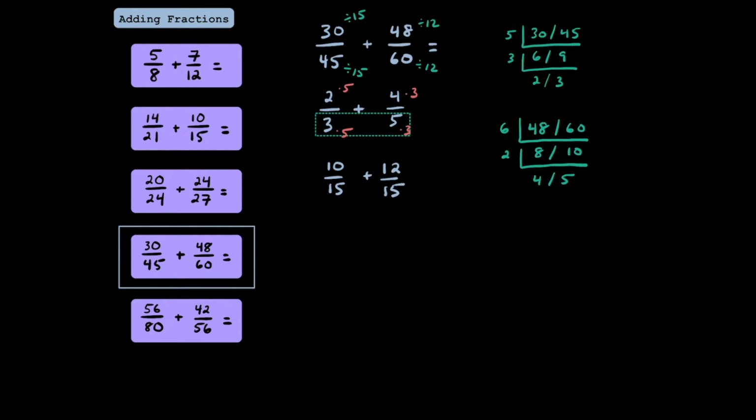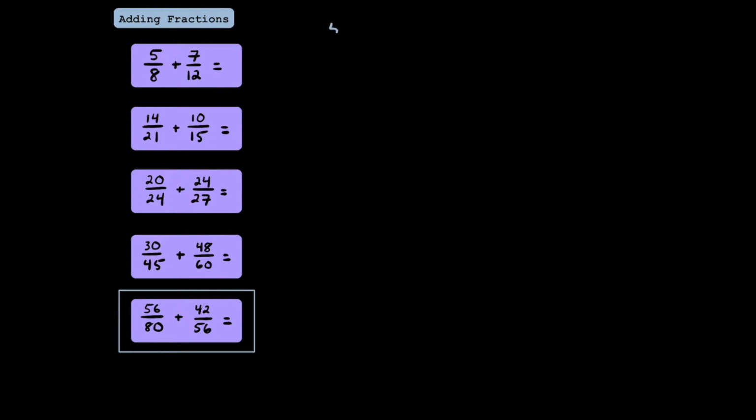Since these denominators are now the same, we can add the numerators. 10 plus 12 is going to be 22, and we still have 15 as our denominator. We can write it as an improper fraction, or as a mixed number, it's going to be 1 and 7/15. This represents our sum. Here's the last addition problem.